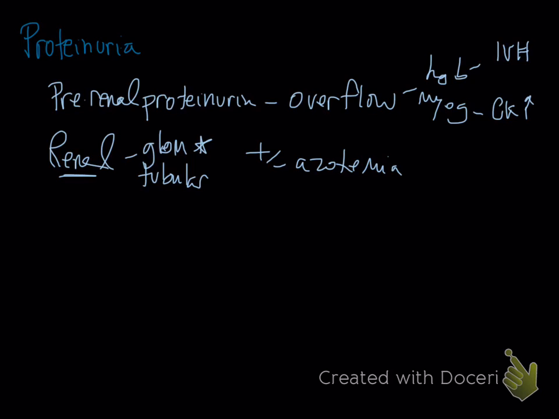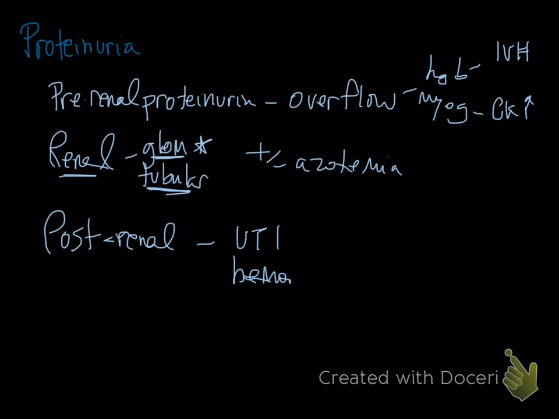So renal proteinuria means that you have either glomerular disease, tubular disease, or both. They may or may not be azotemic. And post-renal proteinuria means essentially everything after your renal pelvis. And so a lot of times we see this with urinary tract infection and hemorrhage. And the most common, I would say, is bladder. So urinary tract hemorrhage, urinary tract inflammation, neoplasia, etc.